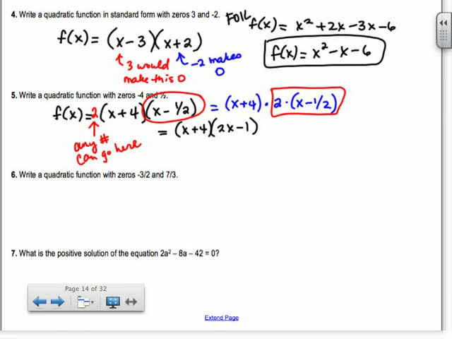Okay, so my function, when I FOIL, I get x times 2x is 2x squared. My outer is negative 1x. My inner is plus 8x. My last is negative 4. So f of x equals 2x squared plus 7x minus 4.